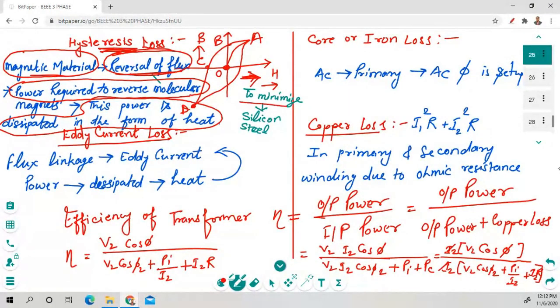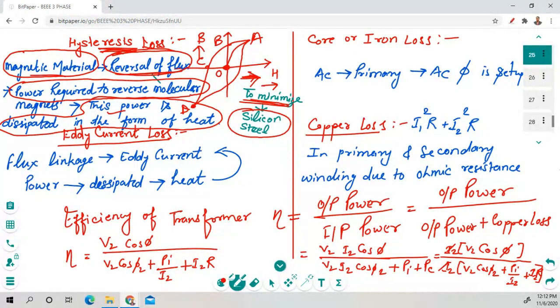Now, to minimize this hysteresis loss, we have to use silicon steel. When you use silicon steel, the loss of power is minimum. Next, come to the eddy current loss. What is this eddy current loss?